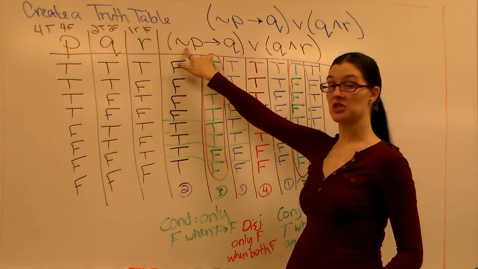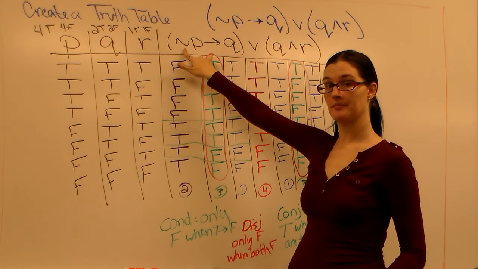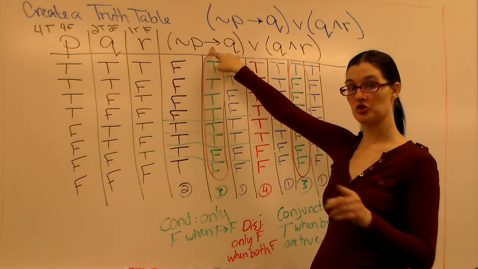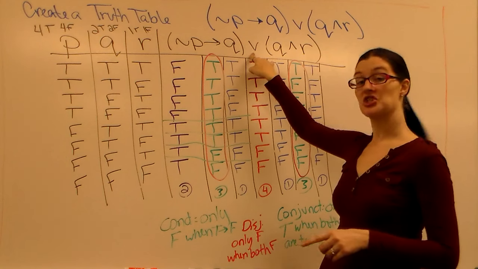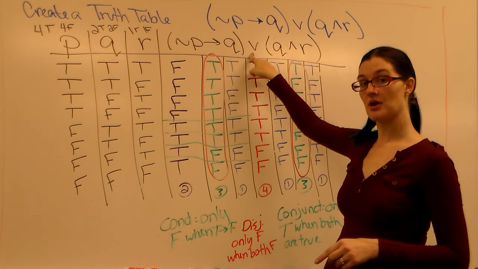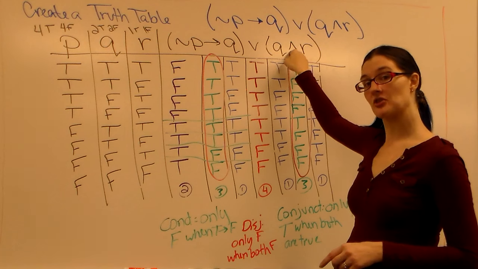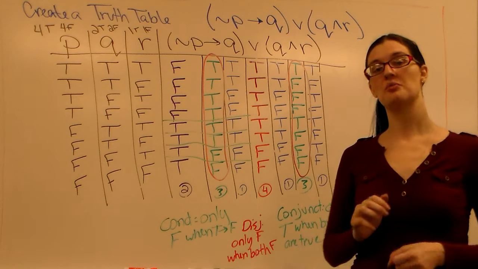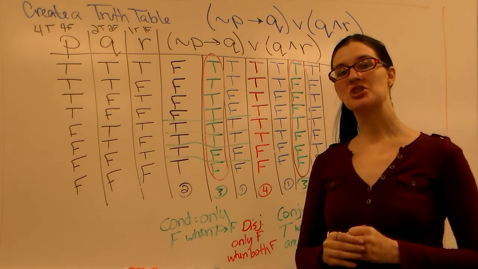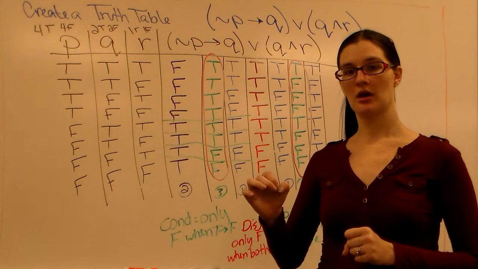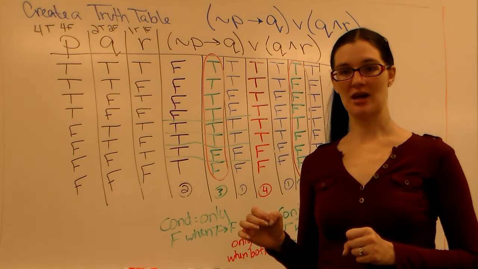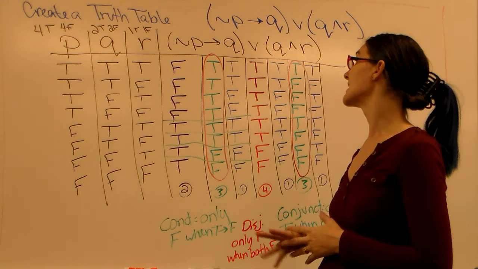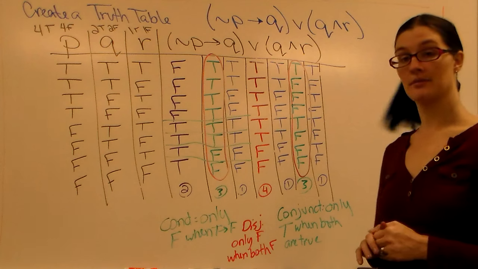Remember negations, change your truth value. Conditionals are only false when it is true then false. Disjunctions are only false when both are false. Conjunctions are only true when both are true. And the one that was not used is your biconditional. Biconditional is only true when they are both the same. So if they're not both the same, it would come out false, and that's your double arrow. It's like a conditional with the arrow on both ends.